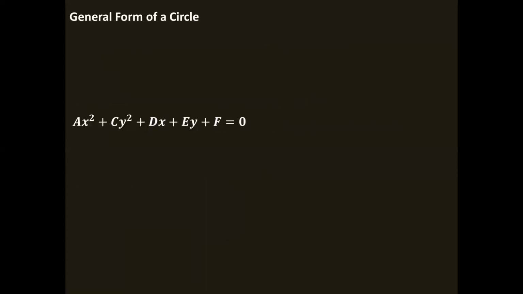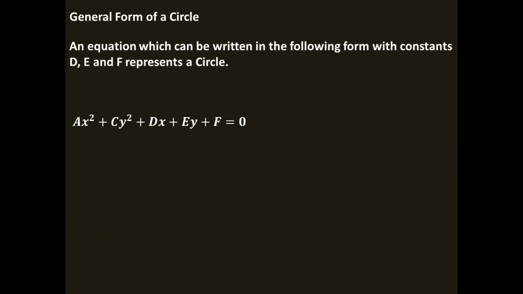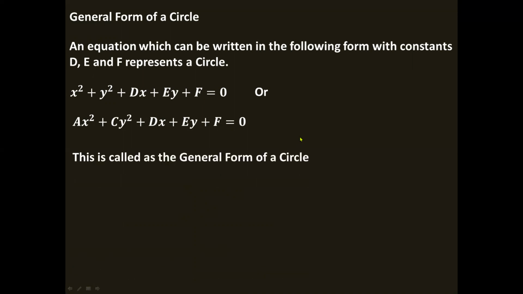Let us now proceed to the general form of the circle. An equation which can be written in the following form with constants D, E, and F represents a circle. Ito yung ating general form of the circle na formula na ating ginagamit. x squared plus y squared plus Dx plus Ey plus F is equal to 0. O kaya, pwede rin natin gamitin ng Ax squared plus Cy squared plus Dx plus Ey plus F is equal to 0. This is called as the general form of the circle.